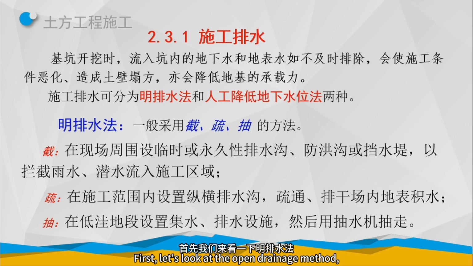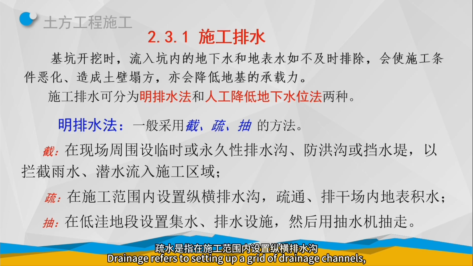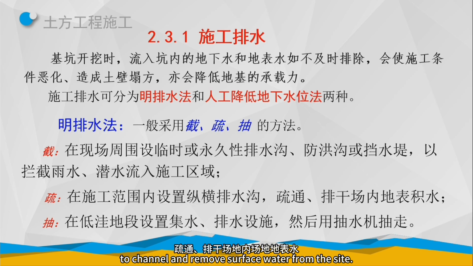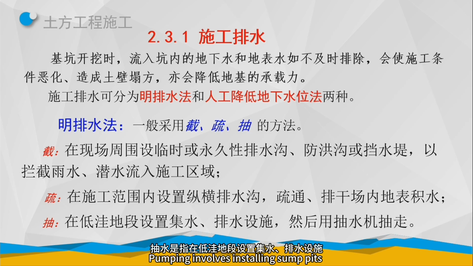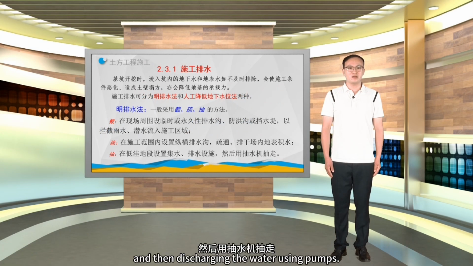First, let's look at the open drainage method, which generally involves three approaches: interception, diversion, and pumping. Interception requires installing temporary or permanent drainage ditches, flood channels, or retaining embankments around the site to block rainwater and shallow groundwater from flowing into the work zone. Drainage refers to setting up a grid of drainage channels to channel and remove surface water from the site. Pumping involves installing sump pits and drainage facilities in low-lying areas, and then discharging the water using pumps.